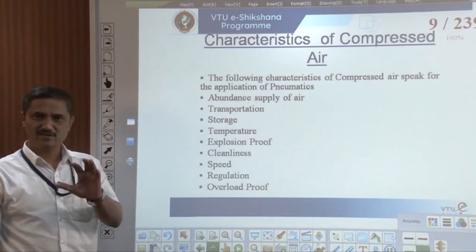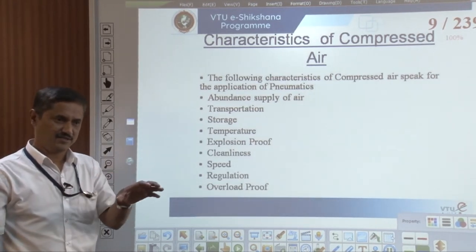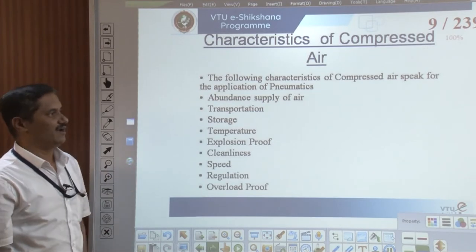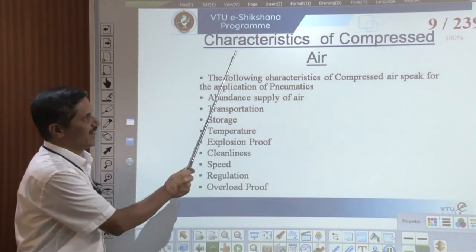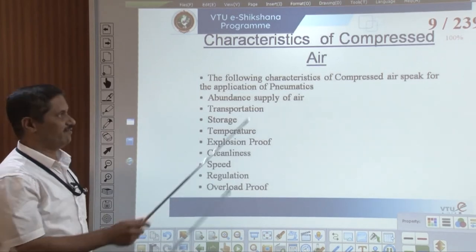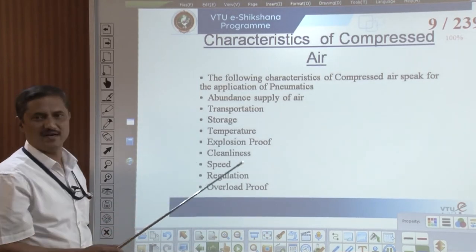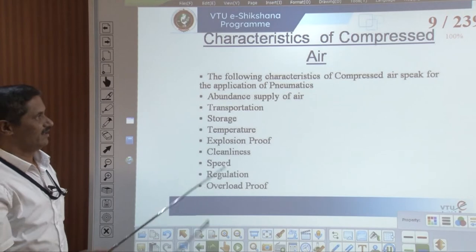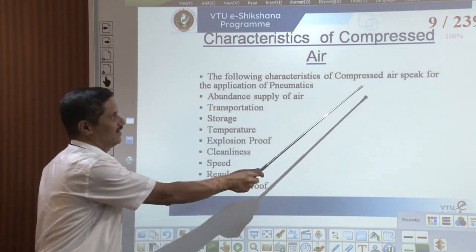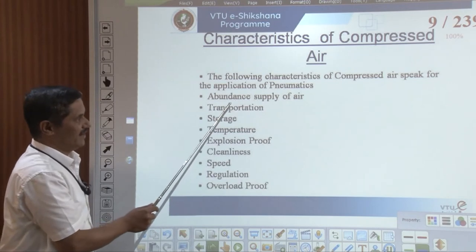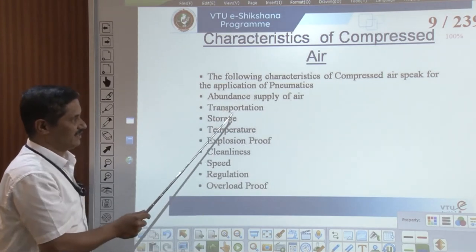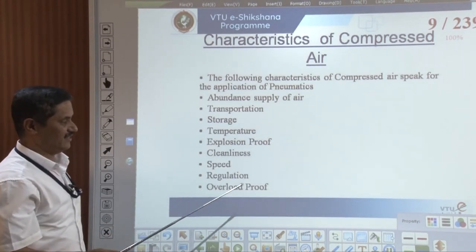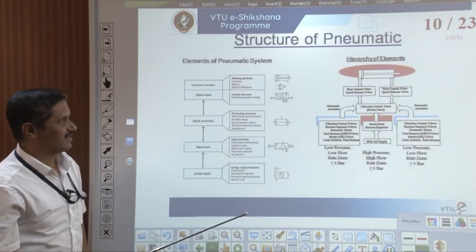In today's topic, I am not talking about hydraulics. In the earlier sessions, people have already discussed hydraulics. Now I will be talking about the characteristics of compressed air. In unit 5, we concentrate on compressed air systems and related aspects. The following characteristics of compressed air are to be considered: abundant supply of air, transportation, storage, temperature, explosion proof, cleanliness, speed, regulation and overload. So these are the characteristics.